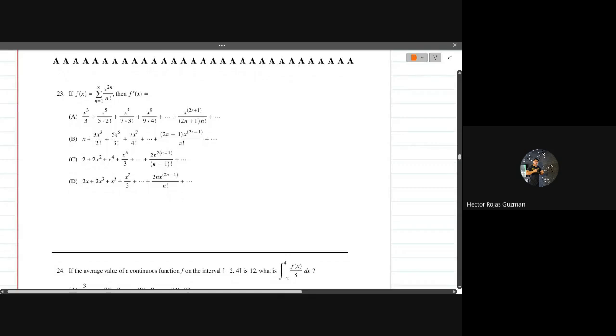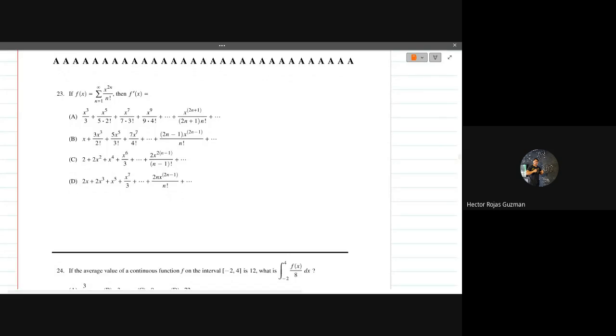Number 23. If we have this series, then the derivative is which of the following series? Well, first let's take the derivative. And the derivative is going to be the summation from n is equal to 1 to infinity. Remember, you take the derivative of a series the same way you do other derivatives. So we're going to bring down the exponent, and we're going to subtract 1. The denominator is just a constant, so you keep it as n factorial.